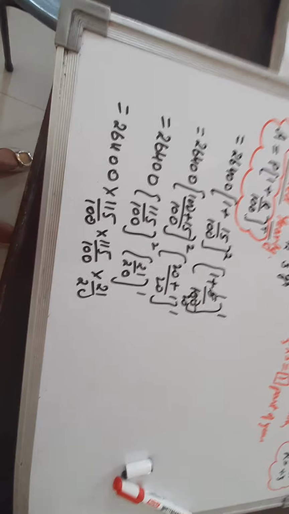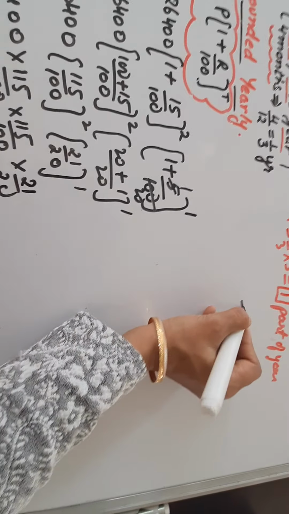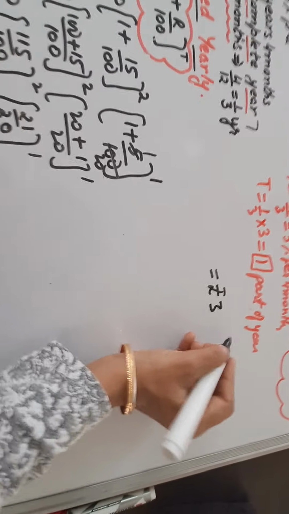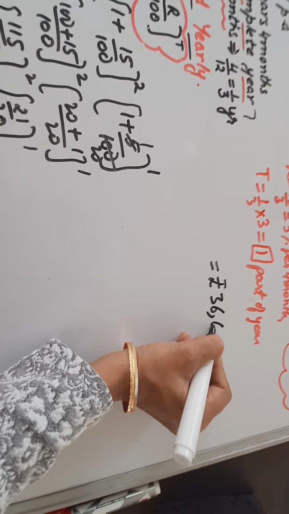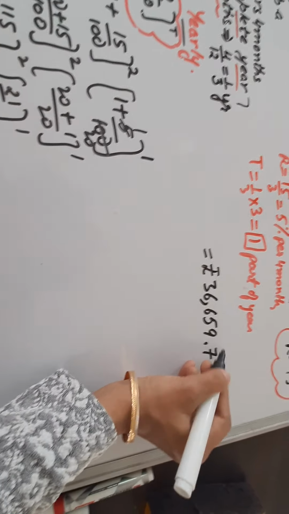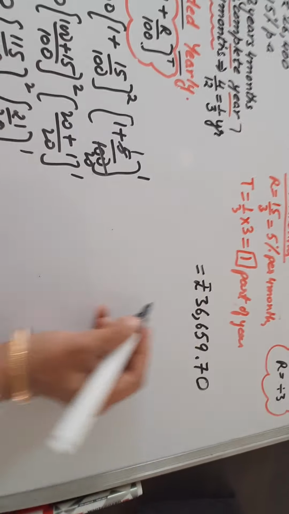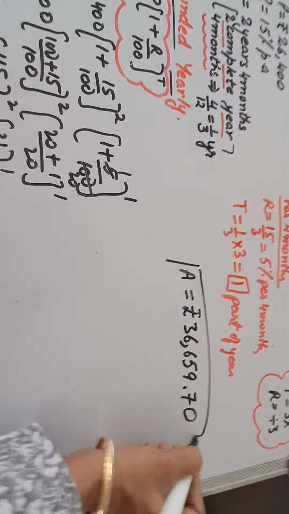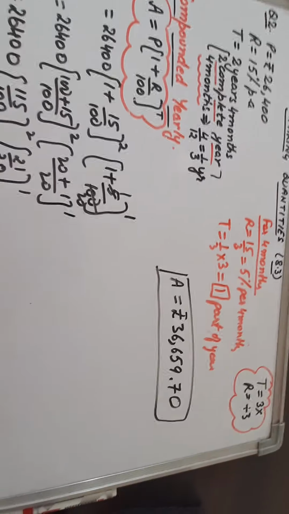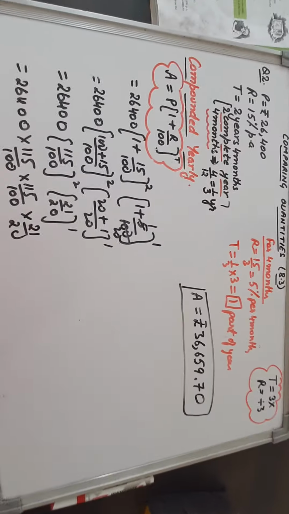So by solving this, dear students, what do we get? We'll get the amount as rupees 36,659 rupees and 7. But 7 is a single digit, so we'll place a 0. So this is the amount which Kamla has to return to the bank after this rate of interest.